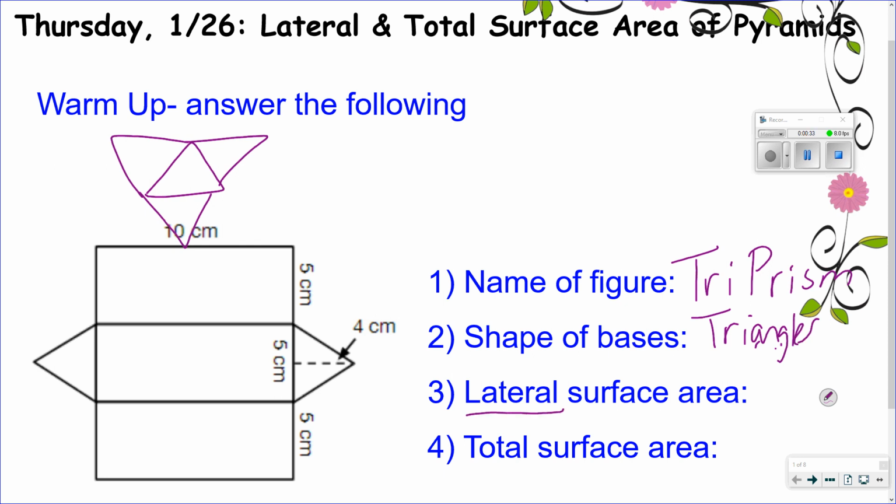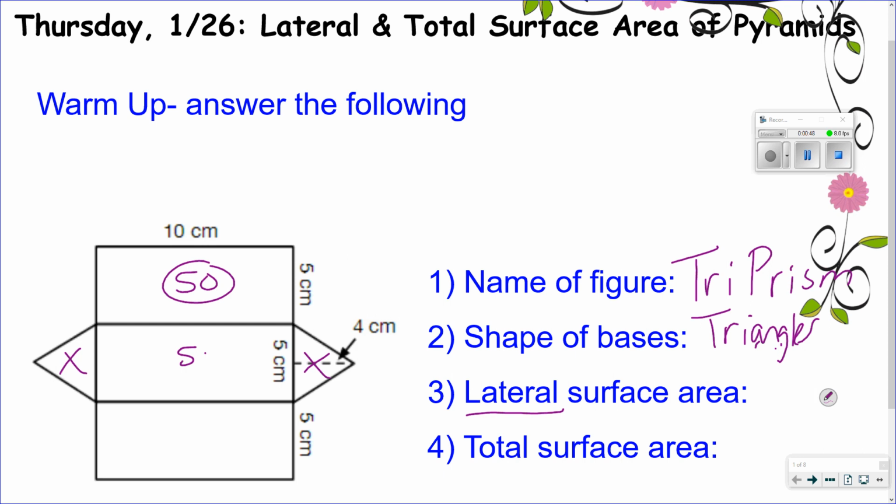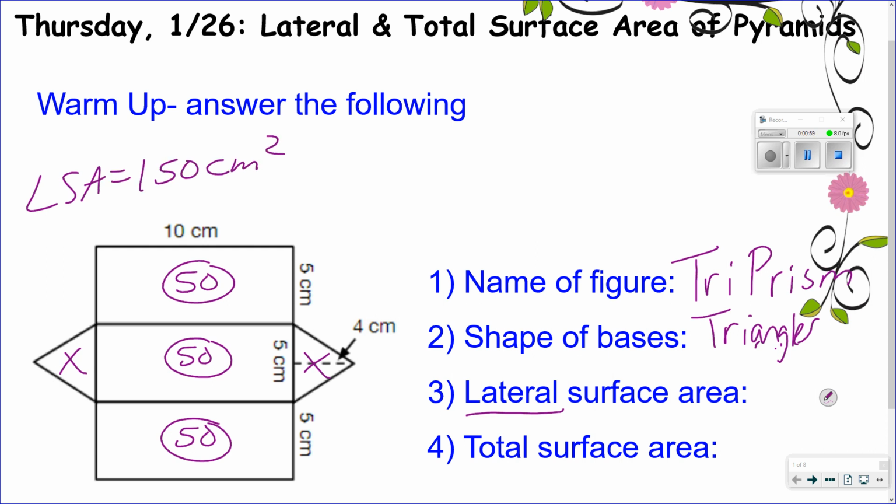Okay, lateral surface area. What does lateral mean again? Around. Without the bases, that's right. So for lateral, we're not going to include those. So instead, this is going to be 10 by 5, which is 50. This is 10 by 5, which is 50. And this one is 10 by 5, which is also 50. So the lateral surface area would be how much? 150 square centimeters, okay?